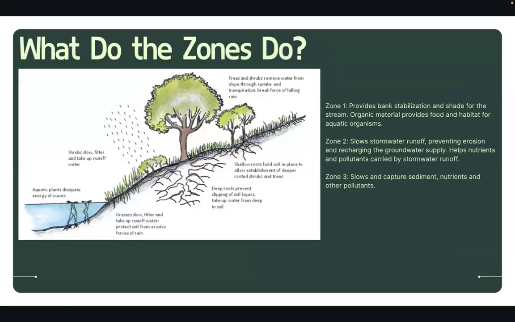So what do each of these zones do? Well, Zone 1 provides bank stabilization and shade for the stream, and organic material provides food and habitat for aquatic organisms. Zone 2 slows stormwater runoff, which prevents erosion, recharges the groundwater supply, and helps with nutrients and pollutants carried by stormwater runoff. Zone 3 slows and captures the sediment, nutrients, and other pollutants. So they're all working together to accomplish these before any harmful pollutants and excess nutrients get into the waterway.